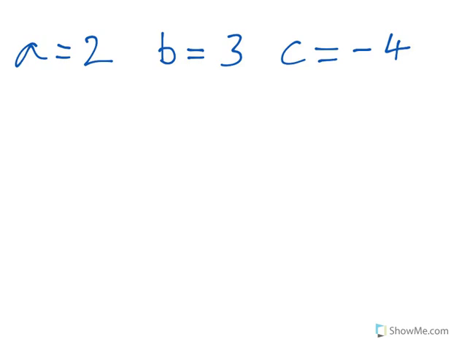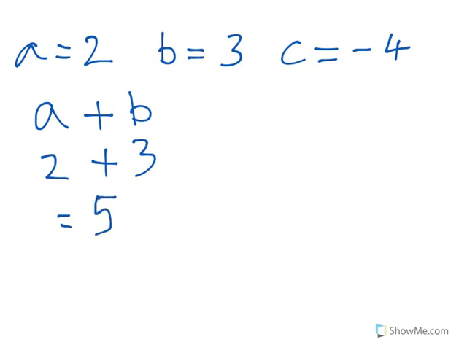I'm going to give you an expression here. I'm going to put A plus B, and we've got to work out the value of that. So, underneath, I'm going to put the value of A, which is 2, plus the value of B, which is 3, giving me an answer of 5. Here is another one on the right.